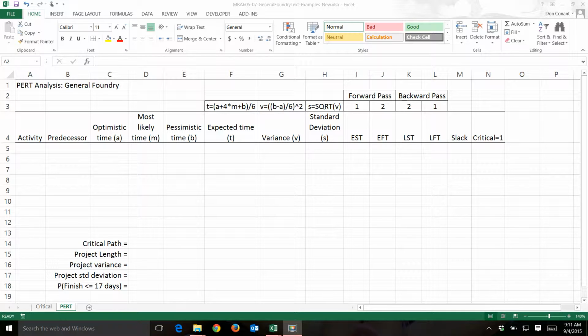We'll use that then to calculate the expected time. I use these headings when I do this. Recommend that you put them in. I put in these equations here to help you. They're from the textbook. They're the equation to calculate expected time, the equation to calculate the variance, and the equation to calculate the standard deviation, which is simply the square root of the variance.